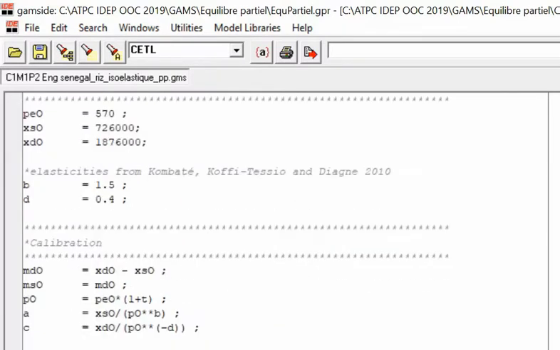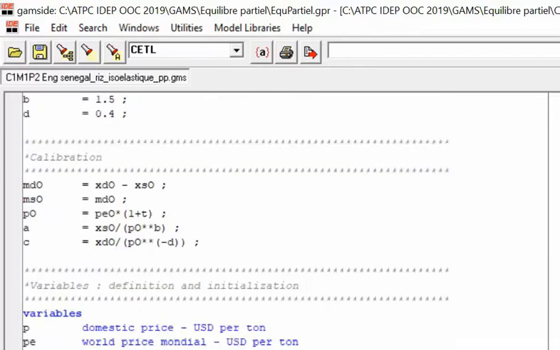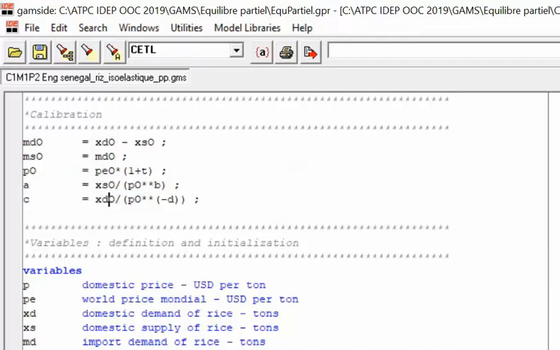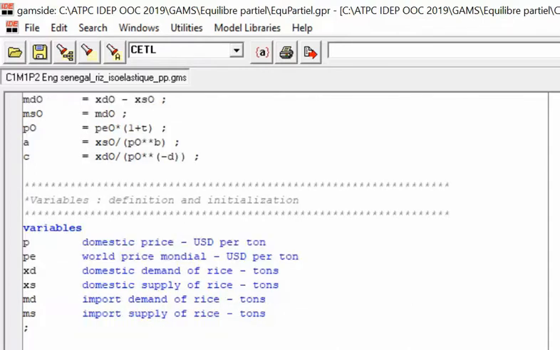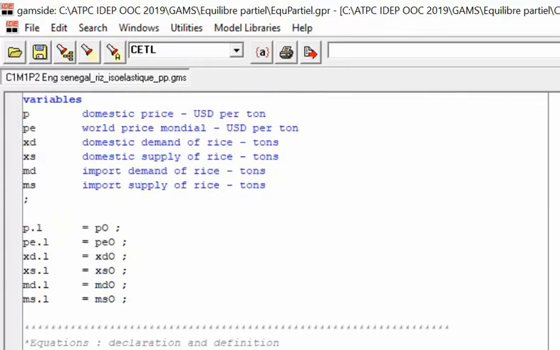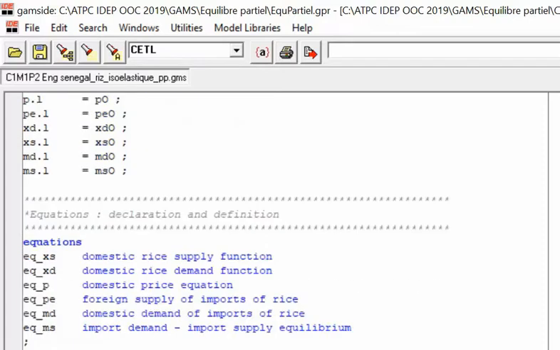And once you have entered the value for these elasticities, you can calibrate your model. So you have to calibrate the size parameters. a is equal to xs0 over p0 at the power b, and c is equal to xd0 over p0 at the power minus d. So you have given a value for all parameters, and you are sure now that at the end of the calibration, when you will have initialized the variables, in fact, the model will be initially well calibrated, that is to say, initial infeasibility will be equal to 0.